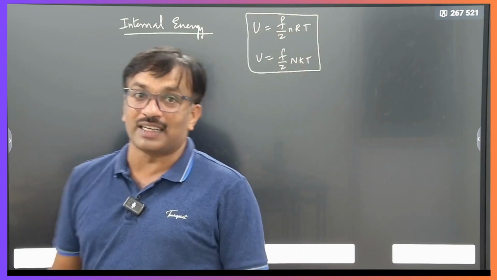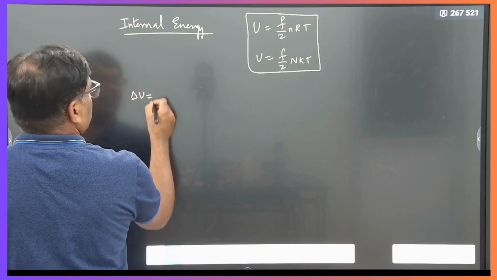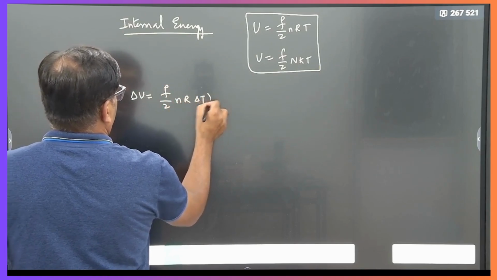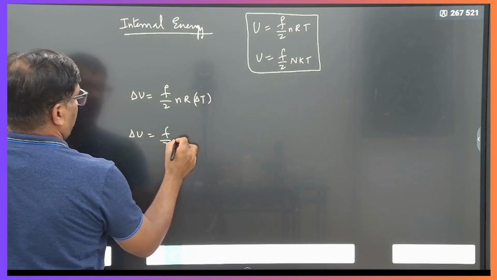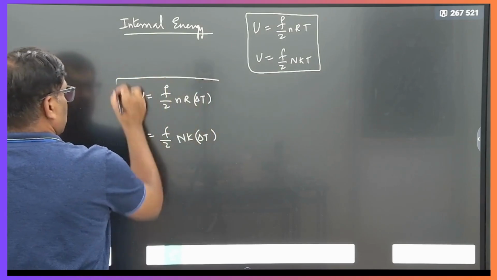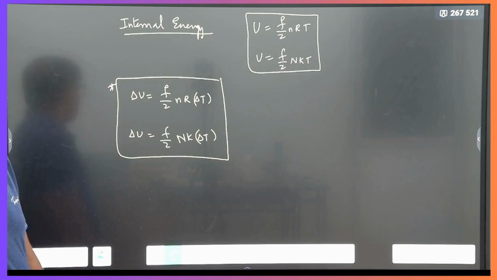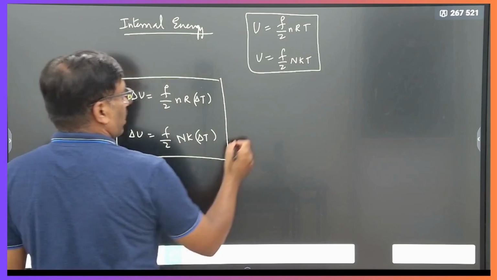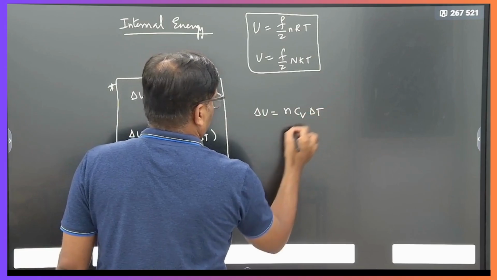Now we want to calculate the change in internal energy. What is the change in internal energy? Delta U is f by 2 nR into delta T. Clear? So this is your change in internal energy formula. Also, for internal energy, just now we wrote the formula: delta U is nCV into delta T.